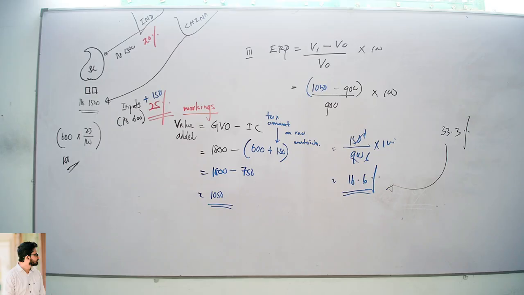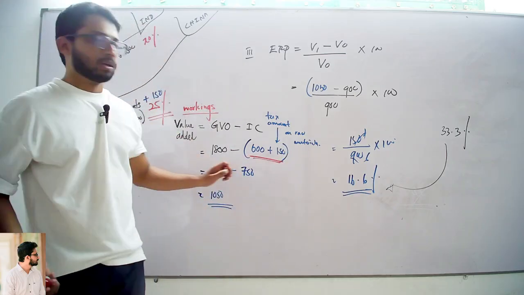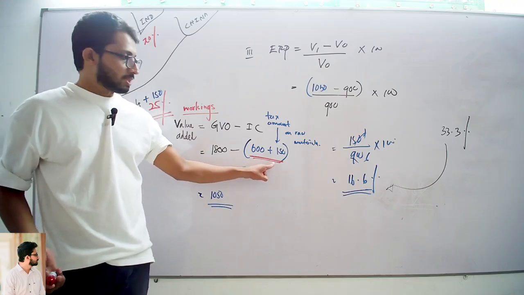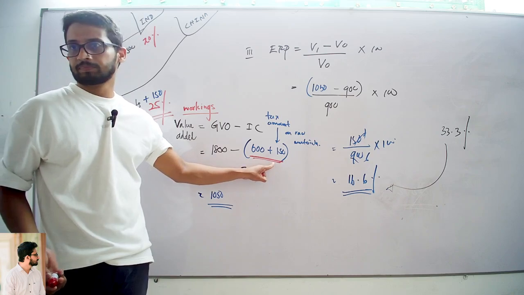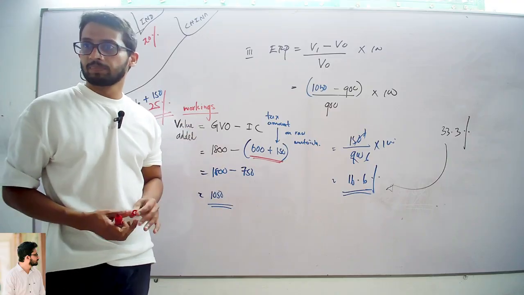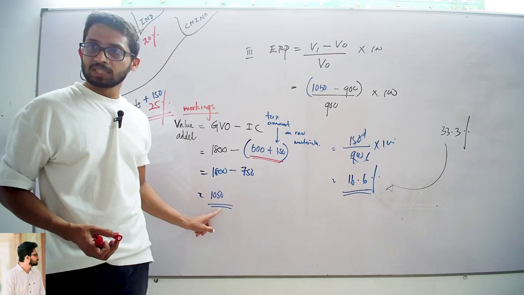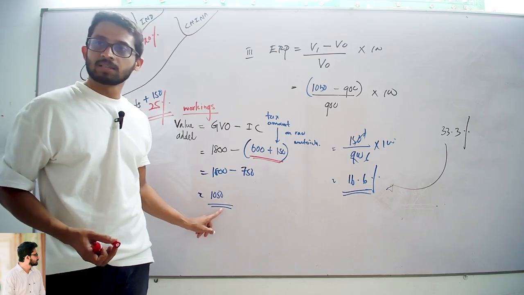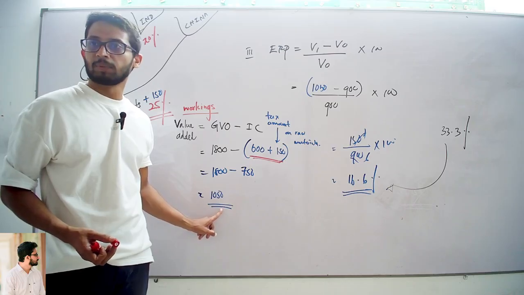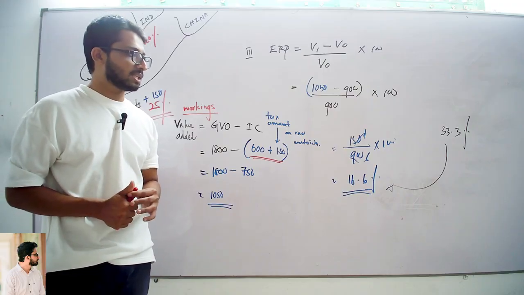Yes, what is the reason? The reason is this. Due to this 25% tariff, which results in 150 additional cost for sellers, the value addition of a domestically produced pair of shoes decreases. That is the reason. That's why the ERP has decreased from 33.3 to 16.6.